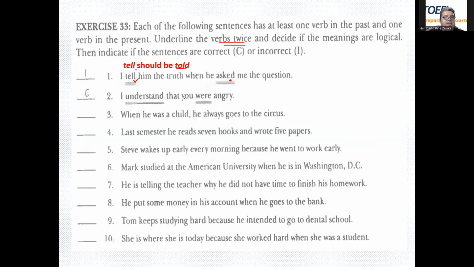Number two, I understand that you were angry. I understand right now, it's come to my attention, that at some point in the past you were angry. So this is a logical sentence. Therefore, it is correct.